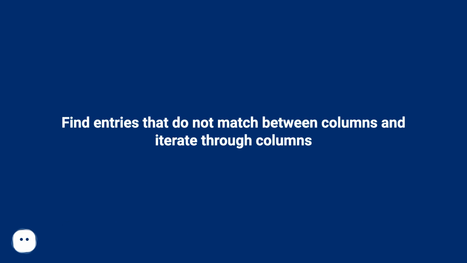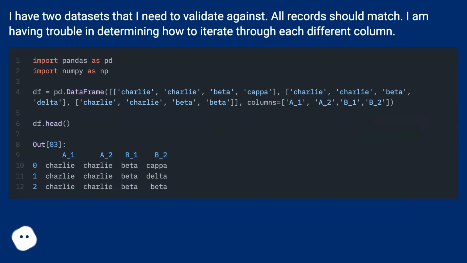Find entries that do not match between columns and iterate through columns. I have two datasets that I need to validate against. All records should match. I am having trouble determining how to iterate through each different column.